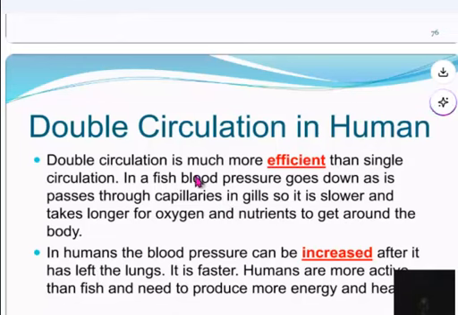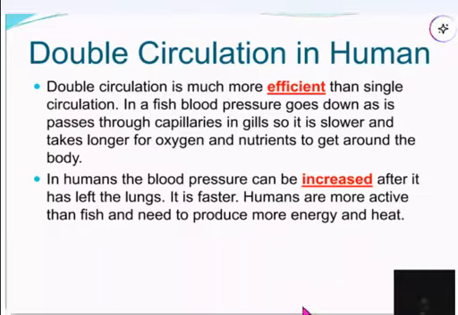Now, double circulation is much more efficient than single circulation. In fish, blood pressure goes down as it passes through the capillaries in the gills, so it is lower and takes longer for oxygen and nutrients to get around the body. In humans, the blood pressure can be increased after it has left the lungs. It is faster. Humans are more active than fish and need to produce more energy.